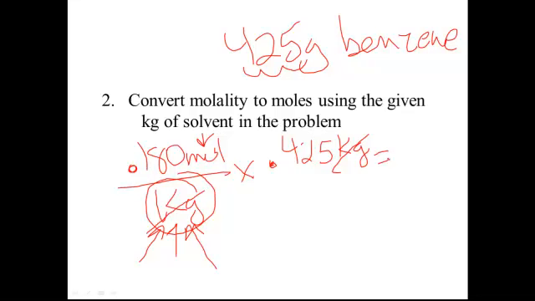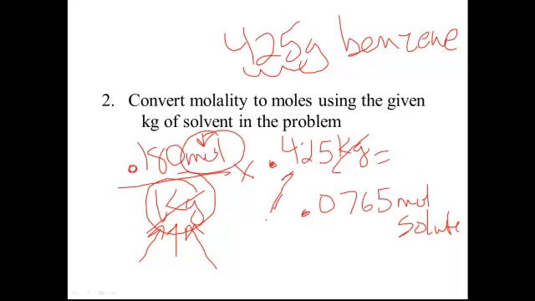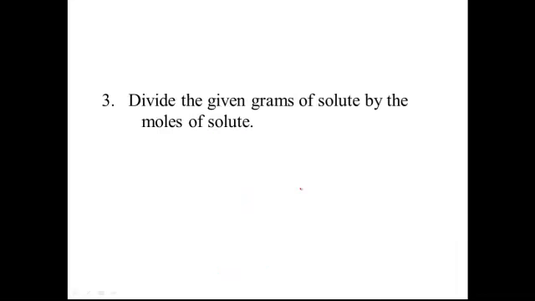And so now I'm just going to multiply 0.180 times 0.425 equals moles is all that's left, 0.0765 moles. And again, that's of my unknown solute. So step number 1 was to get the molality. Step number 2 was to multiply by the kilograms of the solvent to get the moles. Step number 3, our last step, is to divide the given, again, that means it's in the problem, grams of the solute by the moles of the solute.